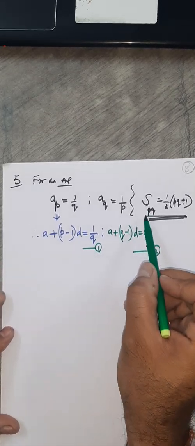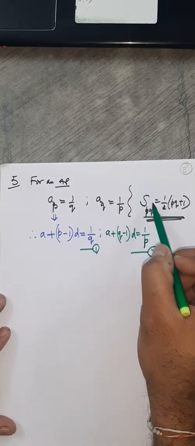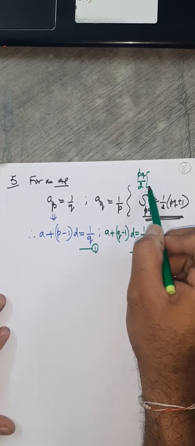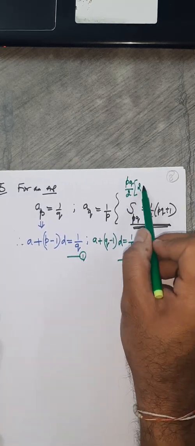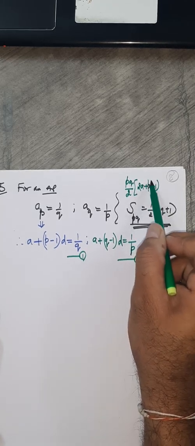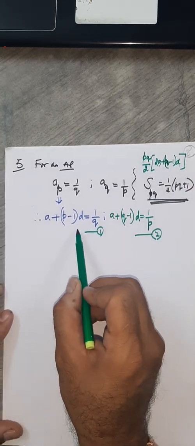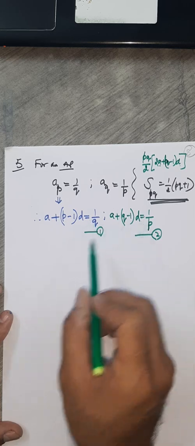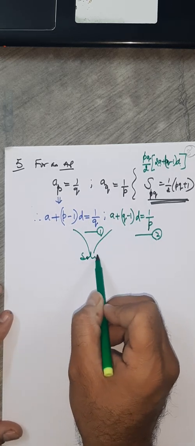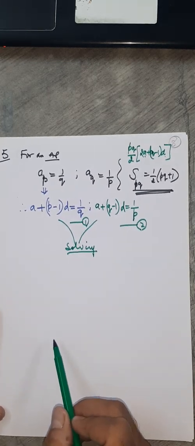Now, roughly, if you write SPQ, we want this. So it will be n by 2, that is PQ by 2, into 2A plus n minus 1, that is PQ minus 1, into D. So you need A and D, in short. So we use elimination and find A and D from these two equations, and then just replace them in the formula.